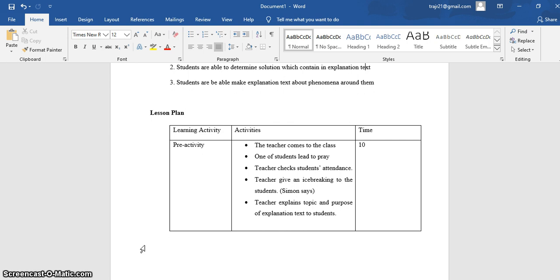The aim of giving the ice breaker in this teaching is to build the motivation of the students in the learning process. And then the teacher explains the topic and purpose of explanation text to the students to introduce the material to be studied.